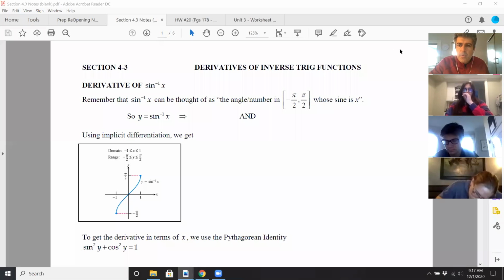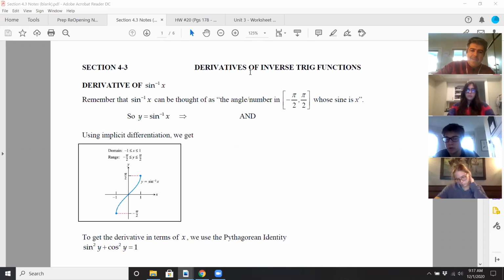Okay, we are recording. All right, so we're talking about section 4.3, derivative of inverse trig functions. So let's start with the derivative of inverse sine. Now, hopefully you guys remember what inverse sine is all about. Let me give you a quick recap from pre-calculus from last year. And I'm very glad we did trig in the fall, because I can imagine you guys trying to learn trig in our remote plan last spring.